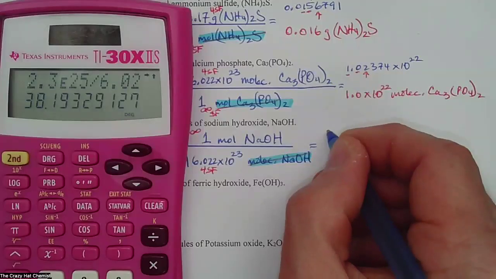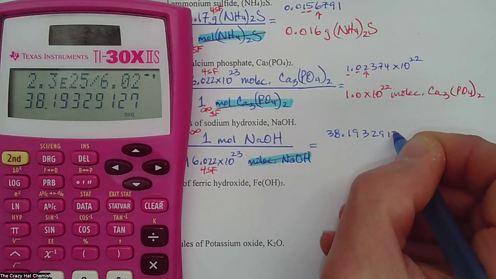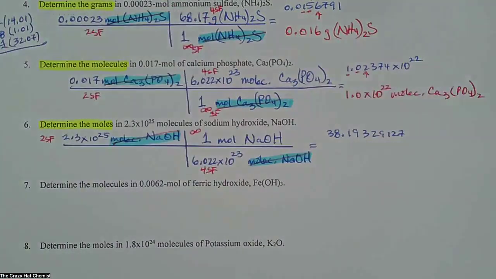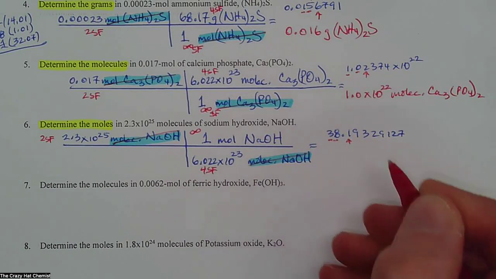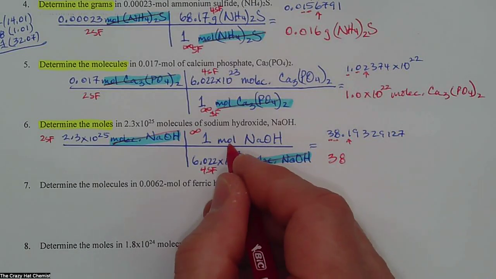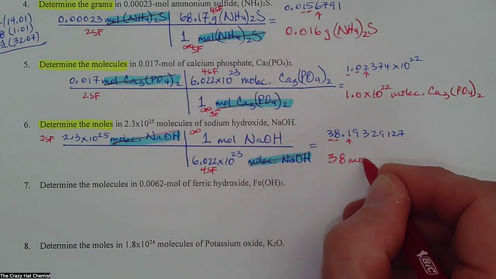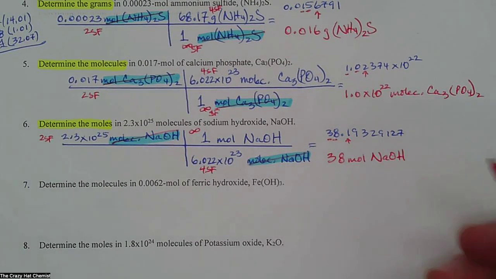I'm going to write this down. That's 38.1932927. I'm going to round this to the fewest number of significant figures, which is 2. That's 1, 2. Rounding, I will have 38. That's it. The units that don't cancel out are moles, and the formula is NaOH. Number, units, formula. Perfect.